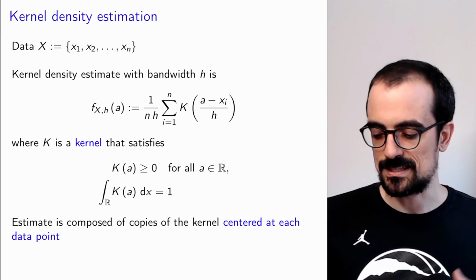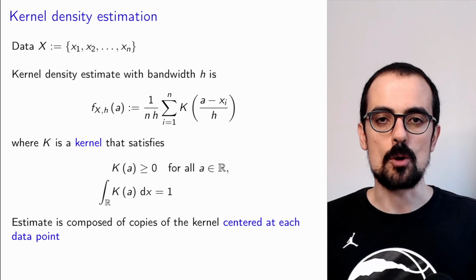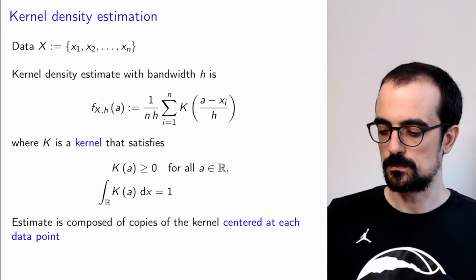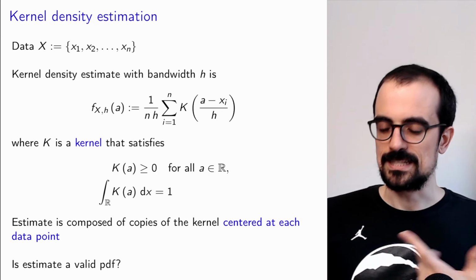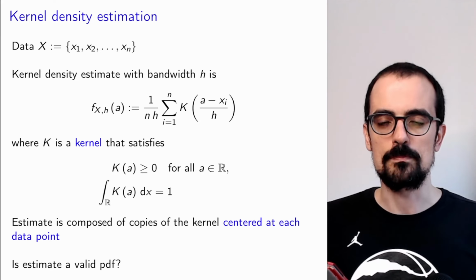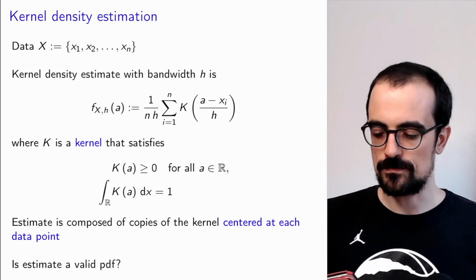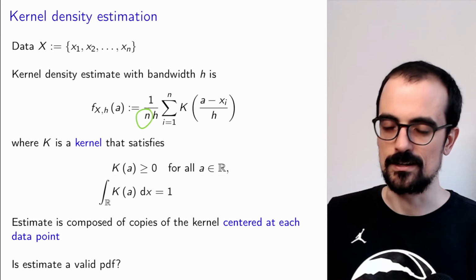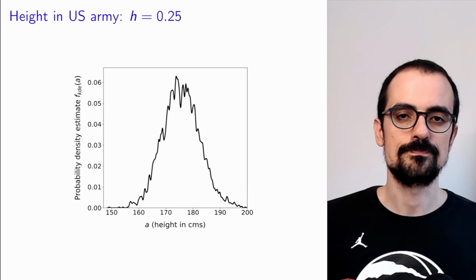As a summary, the estimate is composed of copies of the kernel that are centered at each of the data points. Is the estimate a valid PDF? I already gave this away. It is, because each of these copies integrates to 1. We have n of them, and we're also dividing by n here, so they're going to integrate to 1.